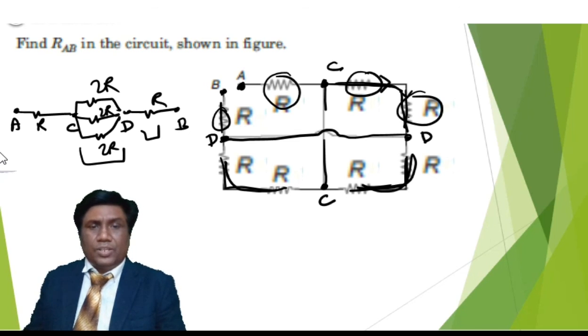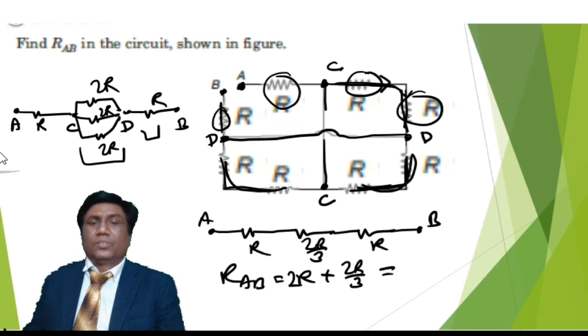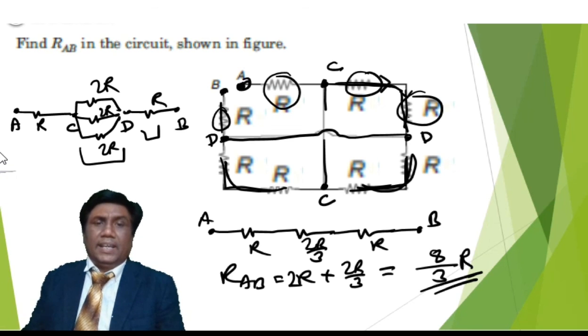If I redraw this figure again, say this is the point A, that is R and that is 2R by 3 only because all are parallel. And again this is R. I need to find out the resistance between A and B only. So it is R plus R, meaning 2R, plus 2R by 3. Altogether you can find 3 times 2 is 6, plus 2, so 8. So 8 by 3 R is the net resistance between A and B.